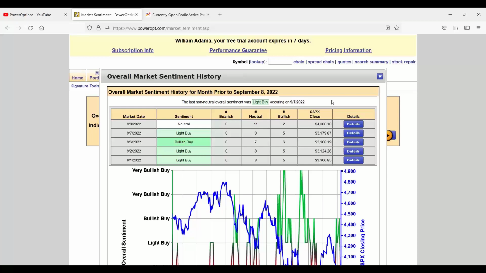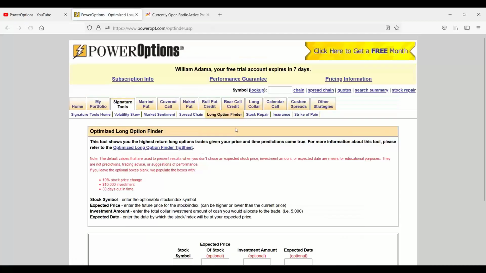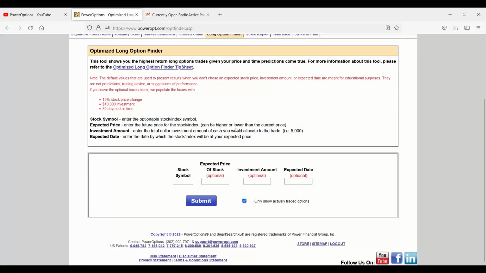Okay, now we have a powerful tool called the Long Option Finder here in PowerOptions. What the Long Option Finder does, it's under the signature tools, or you can find it under long call or long put. And the Long Option Finder is essentially a theoretical calculator based on the Black-Scholes pricing models. And it says if you have an expectation that a stock might move up 5, 6, or 7% or so in the next 20 to 30 days, what call would you buy? Do you just buy the at the money call? Do you buy the out of the money call? Do you buy the in the money call?